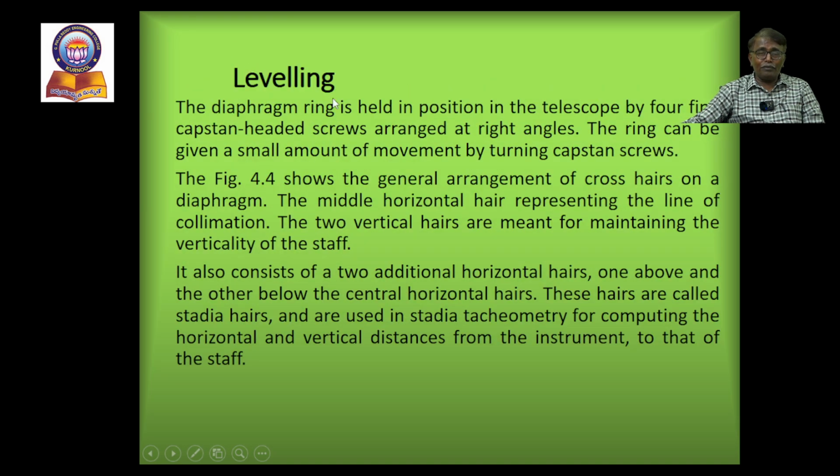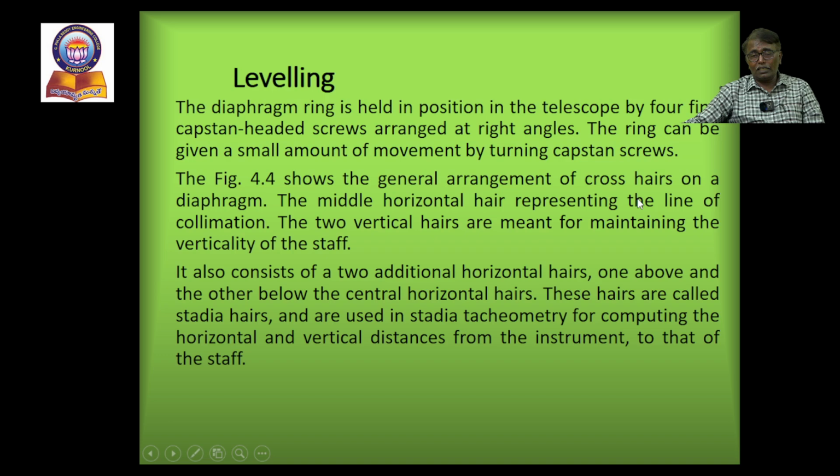Leveling. The diaphragm ring is held in position in the telescope by 4 fine capstan-headed screws arranged at right angles. The ring can be given a small amount of movement by turning the capstan screws. The following figure, already shown, has a general arrangement of crosshairs on the diaphragm.